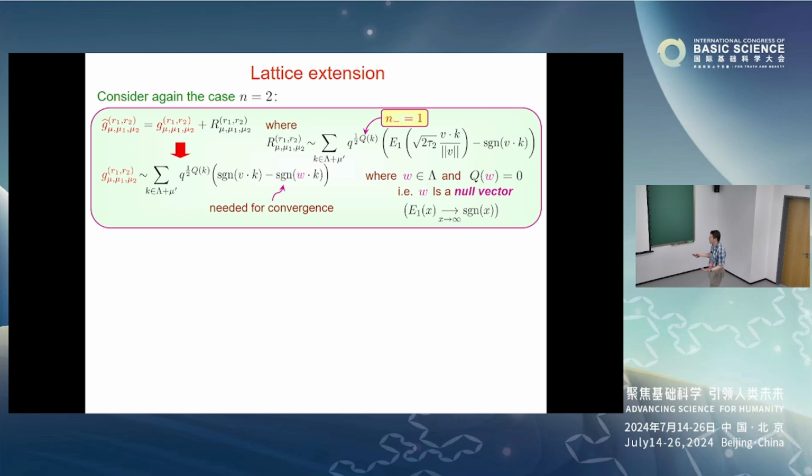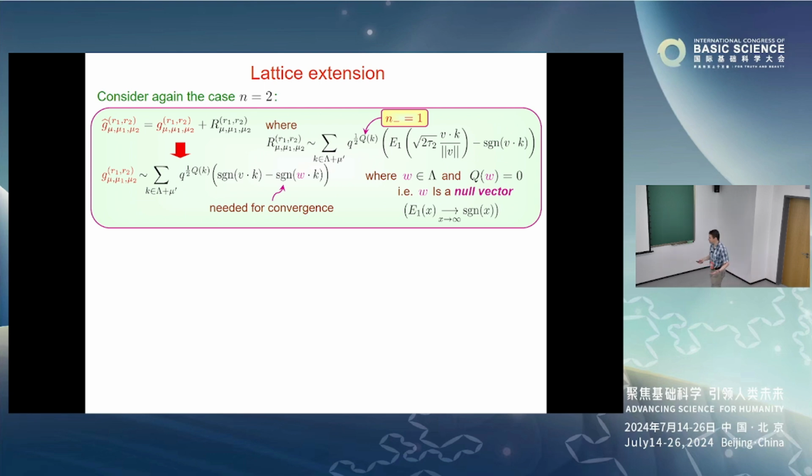So what to do? The way out is to take this vector to be null. Why? Because you see here we divide by the norm of the vector. If the vector is null, its norm is 0, so the argument is infinite. And for infinite argument, the error function reduces to a sign. So we do not need to complete this sign. It's already modular, if you wish. So therefore, the claim is that this is a solution for two charges.